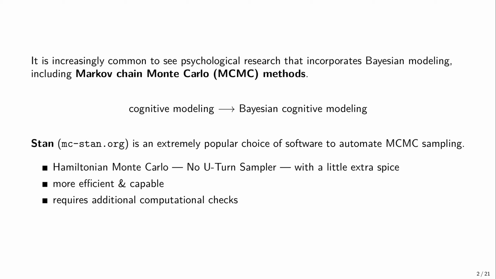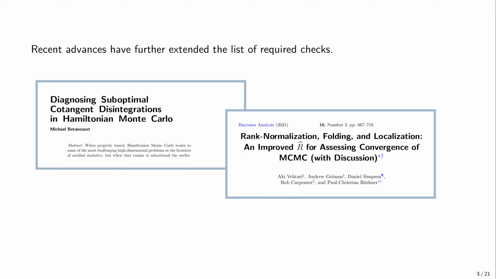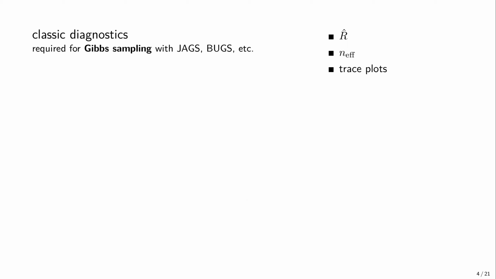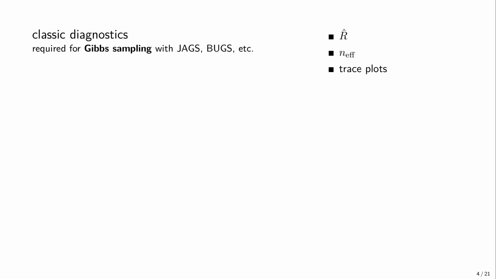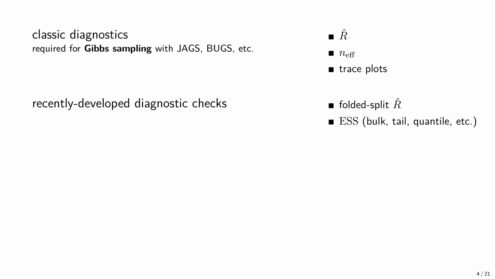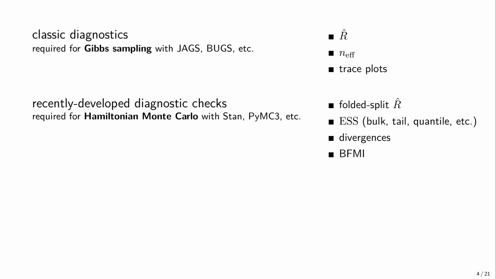However, HMC does require additional computational checks, and recent advances in Bayesian statistics have further extended the list of required computational and visual checks. So, in contrast to the classic diagnostics of R-hat, number of effective samples, and trace plots, the number of things we need to do is growing quite long, where there's now an updated version of R-hat and multiple effective sample size estimators, and if you're using STAN and Hamiltonian Monte Carlo, you'll also need to check divergences and Bayesian fraction of missing information by chain.